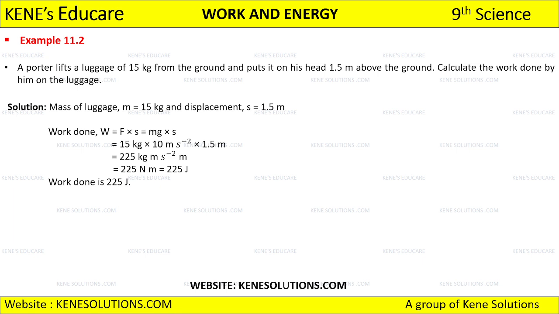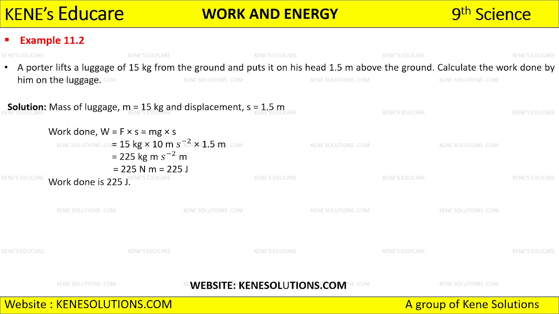For that, if you have to calculate this, we need to write the given things first. Okay? So we know that the mass of the luggage given is m is equal to 15 kg, right? Then the displacement s is equal to 1.5 meter, right? That is the given thing. Now we have m and s. So we know that work is equal to force into displacement, right?